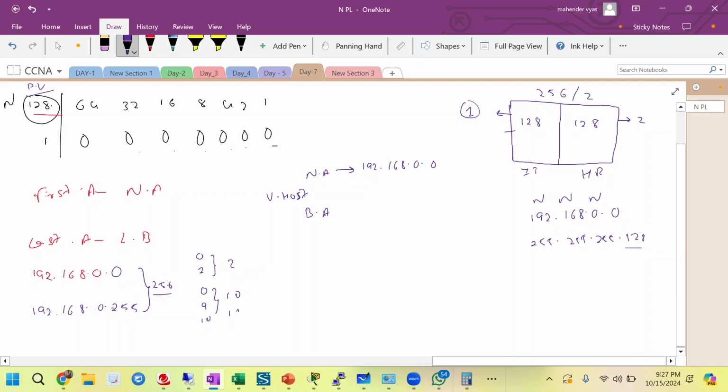Instead of 255, now the broadcast address would be 0 plus 127. 0 plus 127, it would be 128 numbers, right? 0 to 127, how much would it be? 128 addresses, right? Our actual requirement was only 128 addresses we need. Requirement was 100, but we will get 128 as 2 power 7, correct? So if you add 0 plus 127, it would become the broadcast address, 0.127.